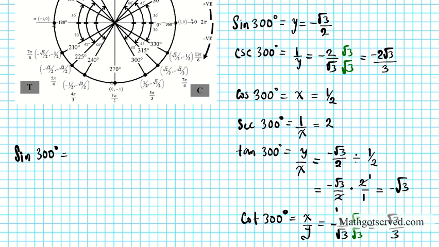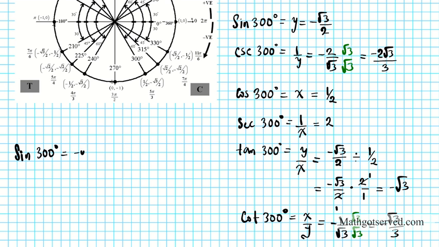What did we get for sine 300? It is negative root 3 over 2. Its reciprocal, which is cosecant, is negative 2 root 3 over 3. Cosine 300 degrees is 1/2, and its reciprocal, secant 300 degrees, is 2.